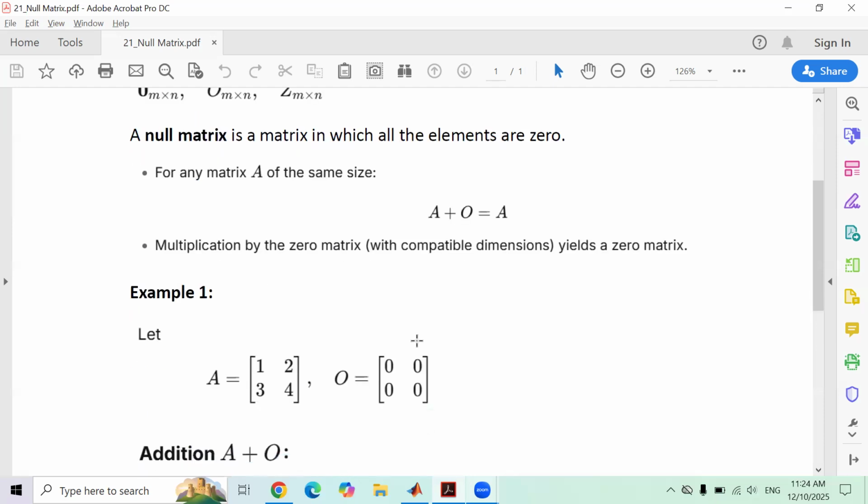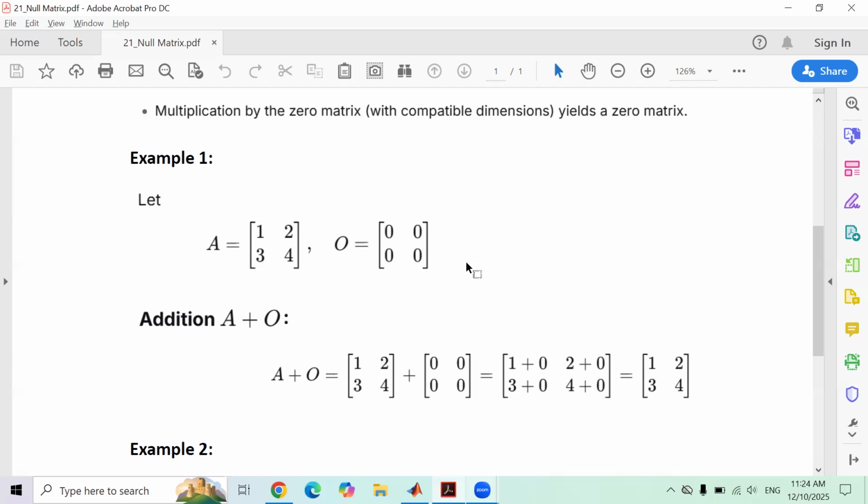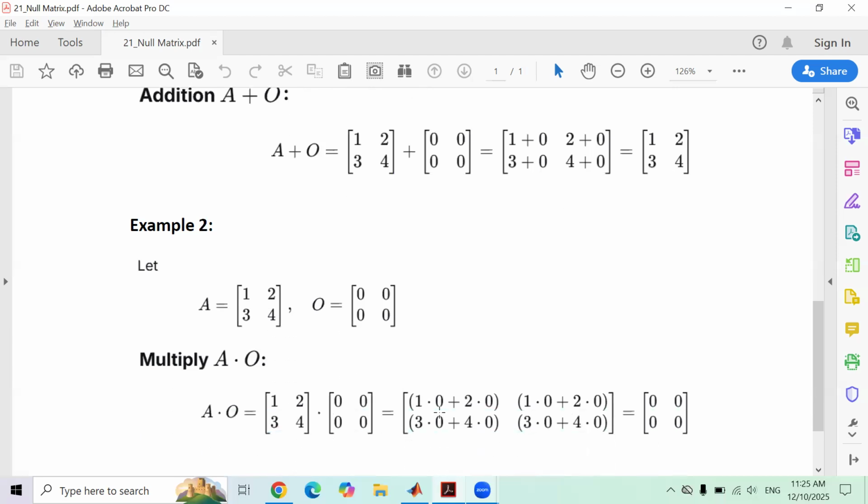Now let us have a look at this example. In the first example, we have taken both the matrices as 2 by 2. Okay, so O is a zero matrix. Now when we add the zero matrix to A, we get A, as you can see here. So simple. Now in the next example, we have taken the same two matrices. In this case, we are performing multiplication. As you can observe here, the dimensions are compatible, meaning both the matrices are of size 2 by 2. So the resultant matrix will also be of size 2 by 2. In this case, we get a zero matrix.